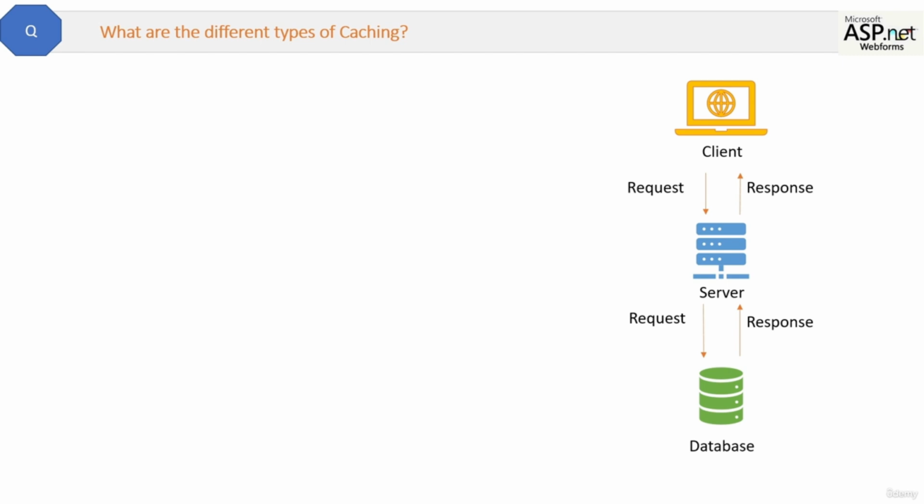Now some data will be requested multiple times from the client, right? So in order to improve performance, the server will store this data in the cache, and the next time the client requests this data, instead of going to the database, the server will retrieve the data from the cache only, okay? Now that is caching. Now let's answer how many types of caching there are in ASP.NET Web Forms.